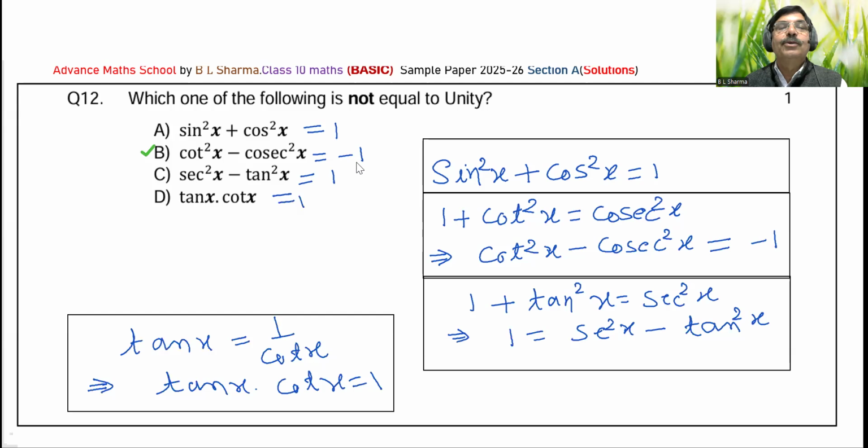That is not equal to unity because this is equal to minus 1. So B is the correct option.